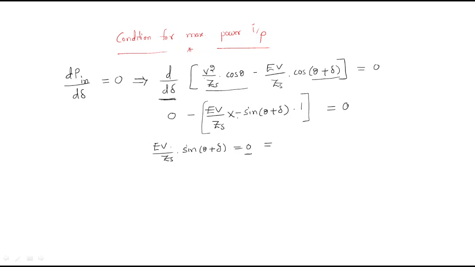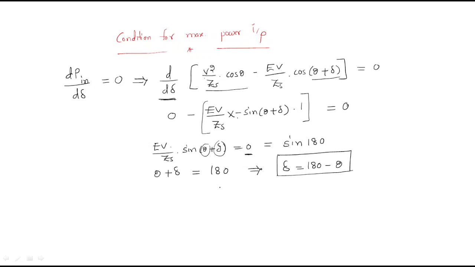We can write this as sin 180. Why are we not taking sin 0? Because theta plus delta is a larger value, that's why we take it like this. So theta plus delta is approximately 180, and from this we find the delta value is 180 minus theta.